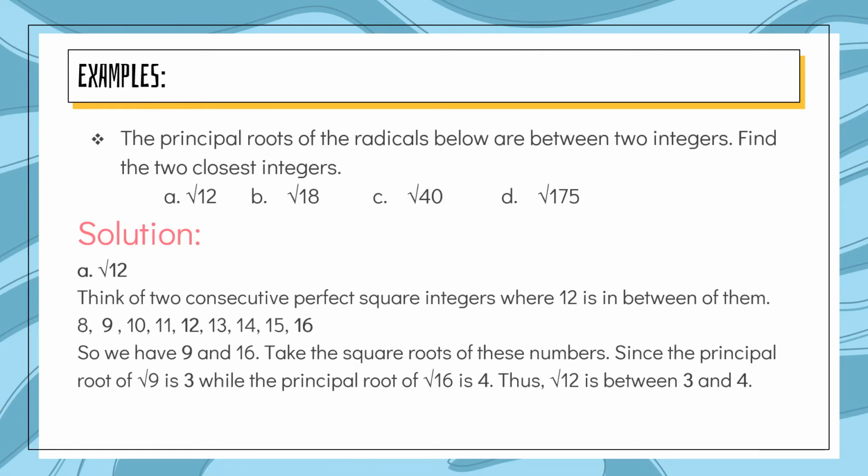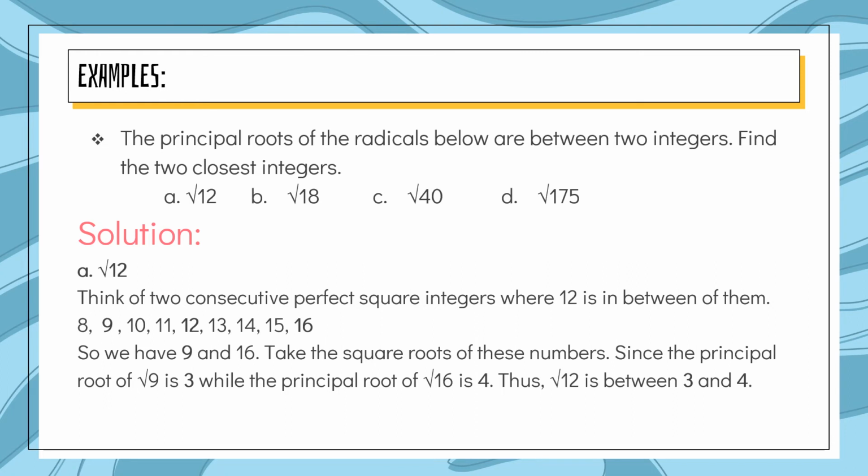Examples. The principal roots of the radicals below are between two integers. Find the two closest integers. A. Square root of 12. B. Square root of 18. C. Square root of 40. D. Square root of 175. The solution. Let us start with letter A.